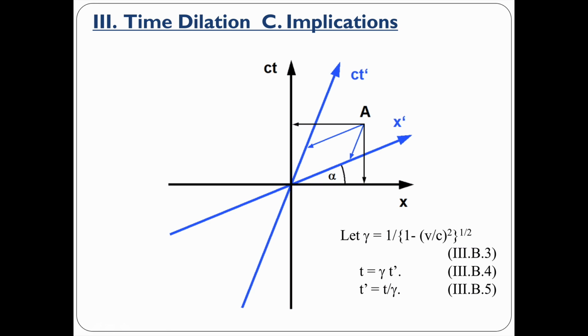Another way of writing this, of course, I've already drawn this, is t is equal to gamma times t prime, or t prime is equal to t divided by gamma. Remember, t prime is measured in the train, but if you wanted to compare it to what the person on the platform is saying, you would take their time and divide by gamma. And basically, you would get your own time back.